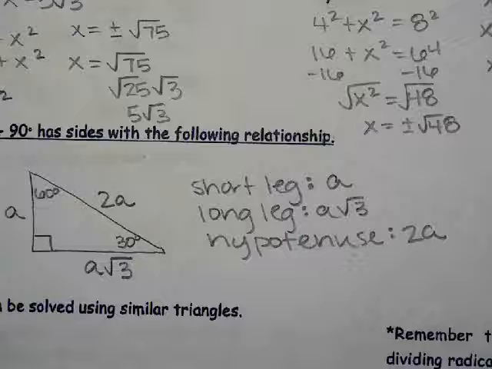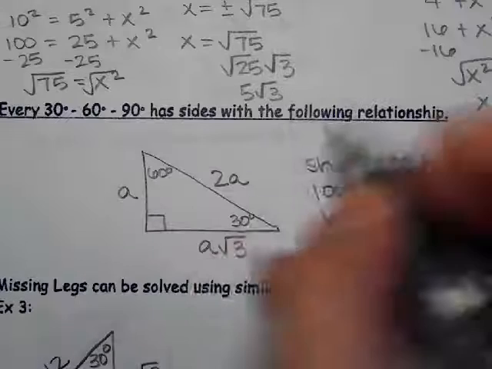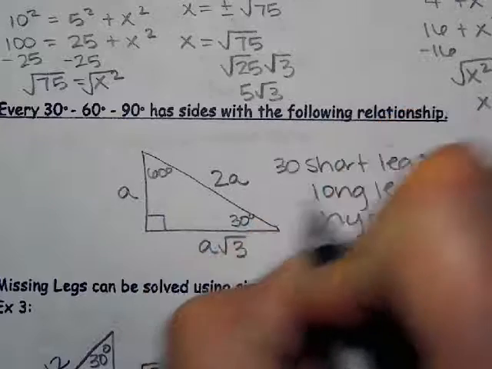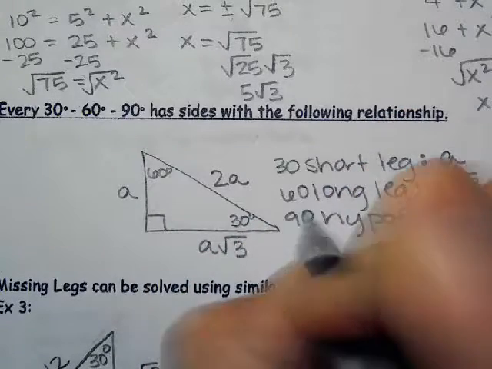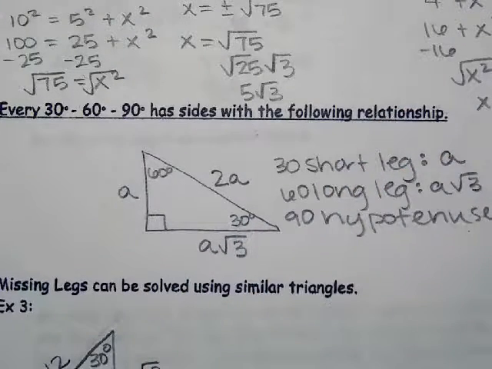And then the short leg will always be across from the 30. And then the long leg will be across from 60. Thank you. You're welcome. That's what I needed. Okay. So 30, 60, 90, short leg, long leg, hypotenuse.